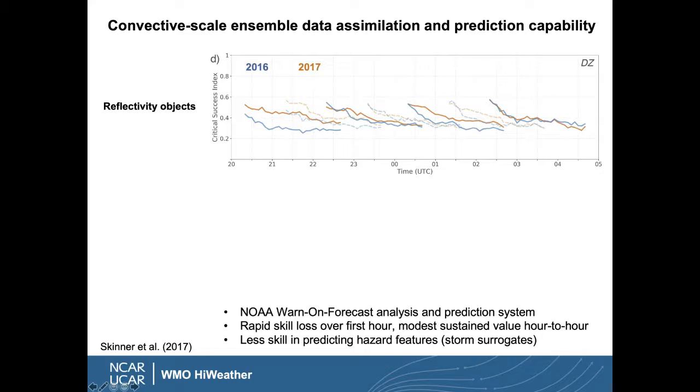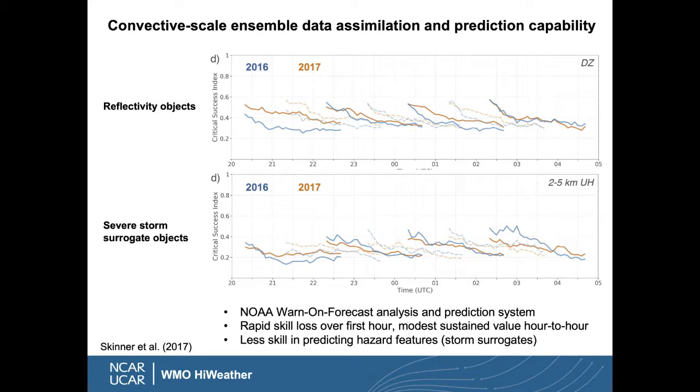So it kind of falls back to this mesoscale predictability of the background environment, and then the convective scale information from rapid cycling tends to trail off during the first hour of the forecast. We could also see that for dynamic predictions of storm surrogate objects there's similar behavior. There's a rapid decline, and then it flat lines out.